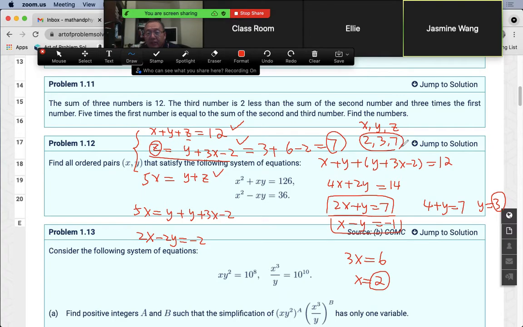Okay, so Jasmine, tell me, what do you learn from this example? Can you tell me what you learn? It's possible to work with a system of equations even if there's 3 of them.